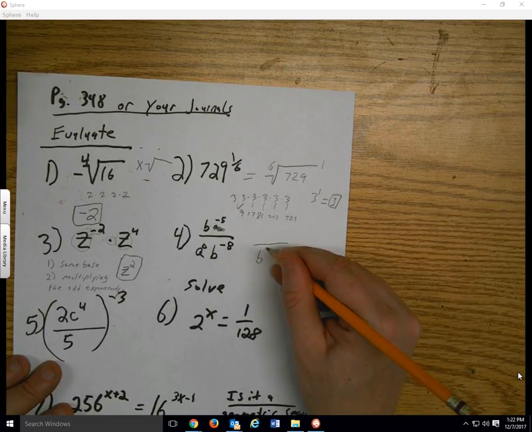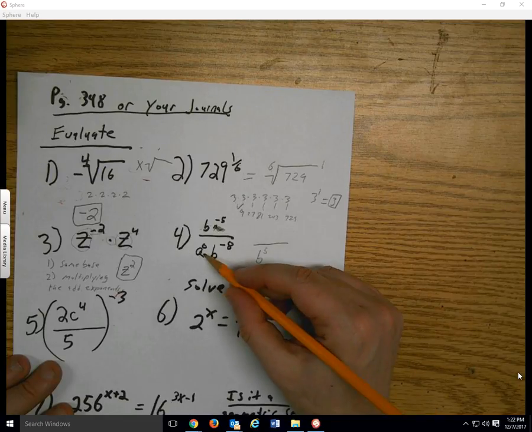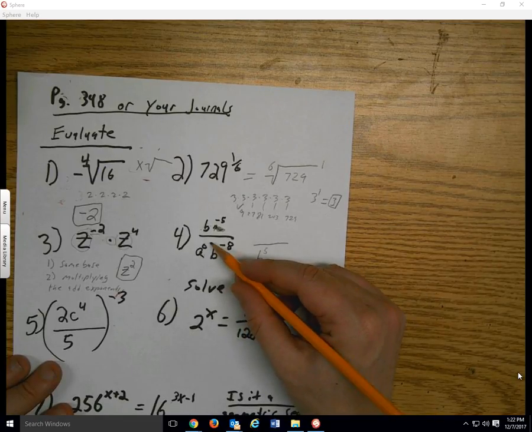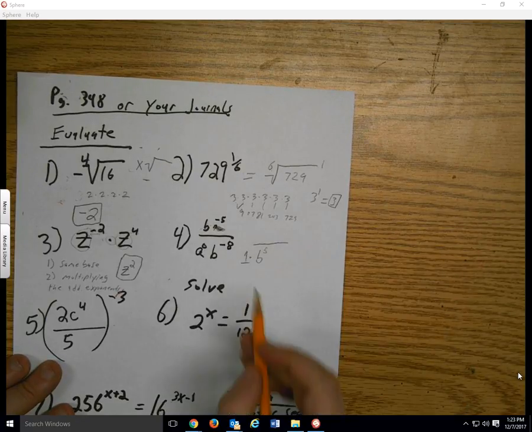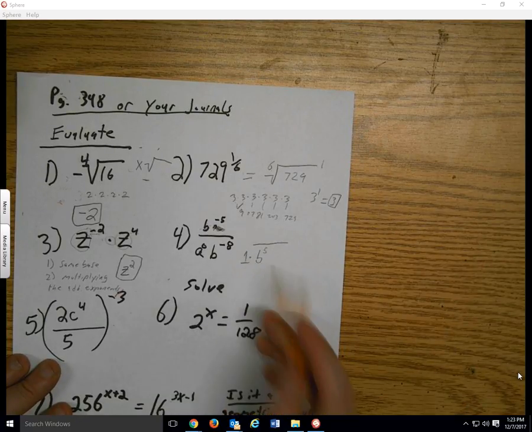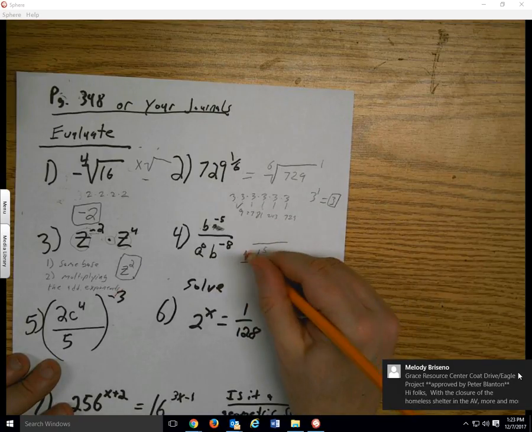And so that b to the 5th would go down. And let's go to the denominator now. Anything to the 0 power automatically equals 1. Now, since the identity property states that 1 times anything is just itself, you don't even need to write the 1.